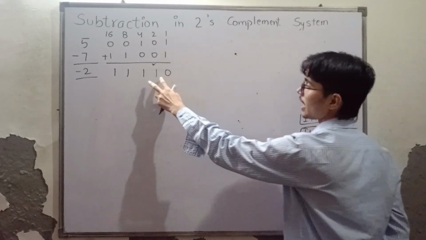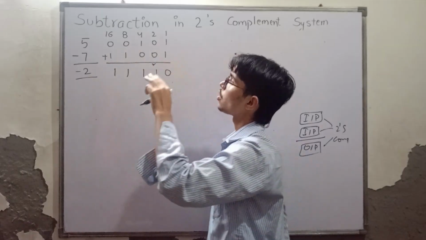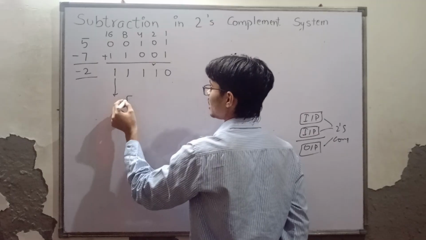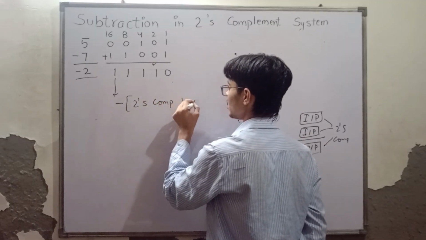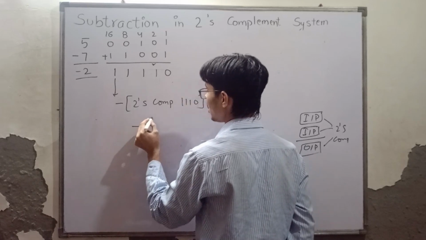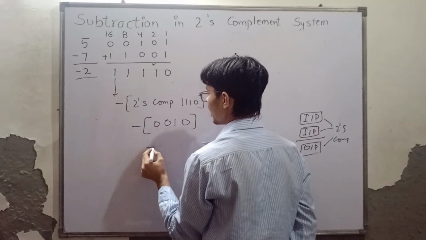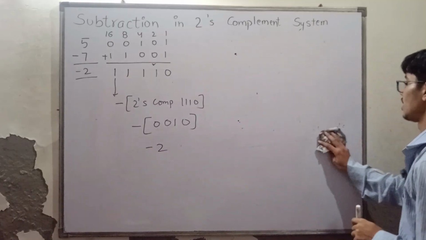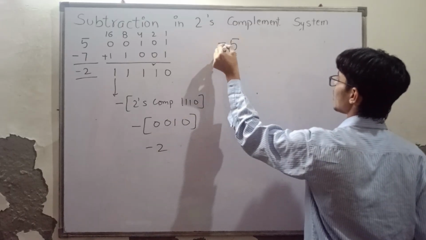So we have to convert this binary into decimal. So we have to analyze this according to the 2's complement. The first bit represents negative, and the 2's complement of 1, 1, 1, 0 is 0, 1, 0, 0. So minus 2 is our answer. That's how we solve this question. That's a very easy question. You can solve any combinations on your own also.